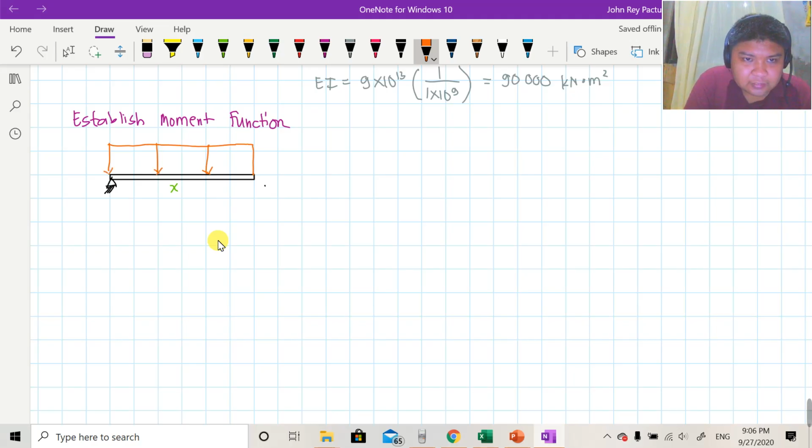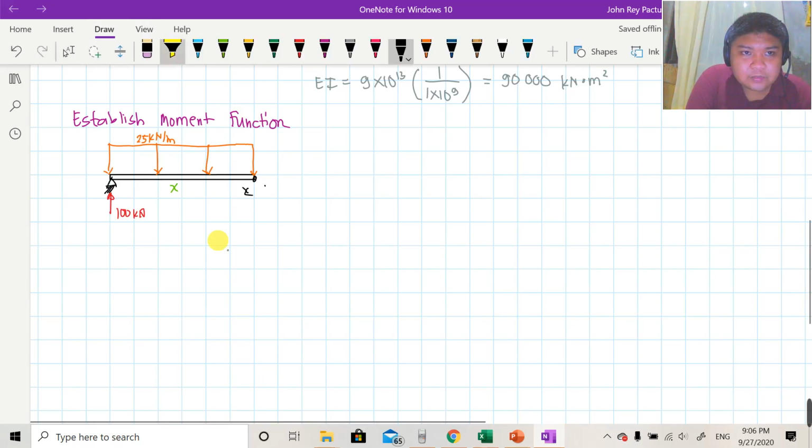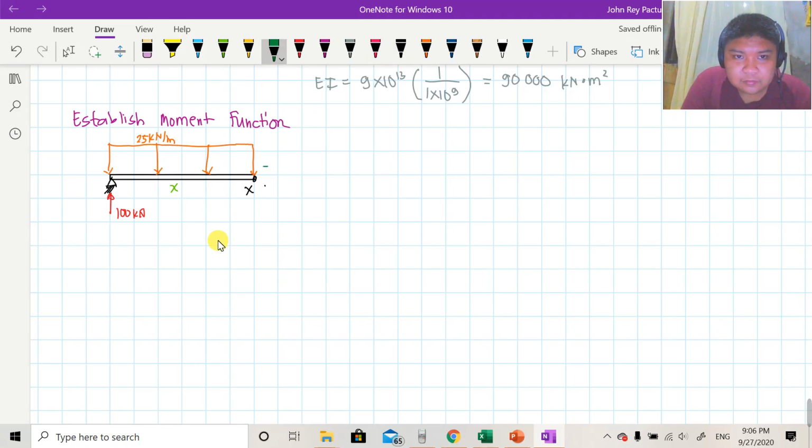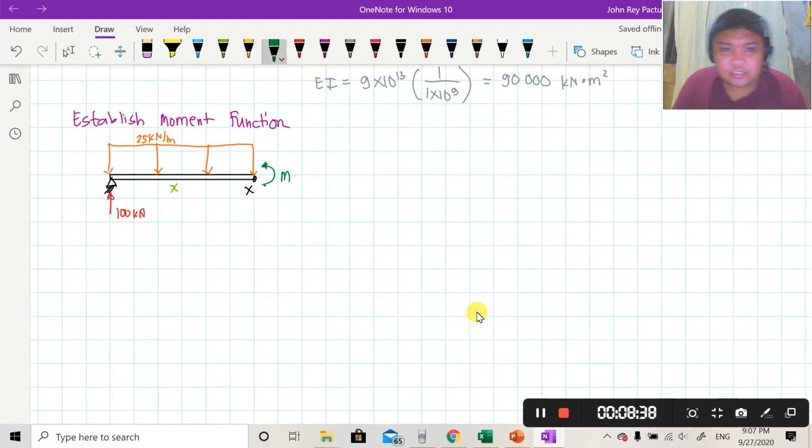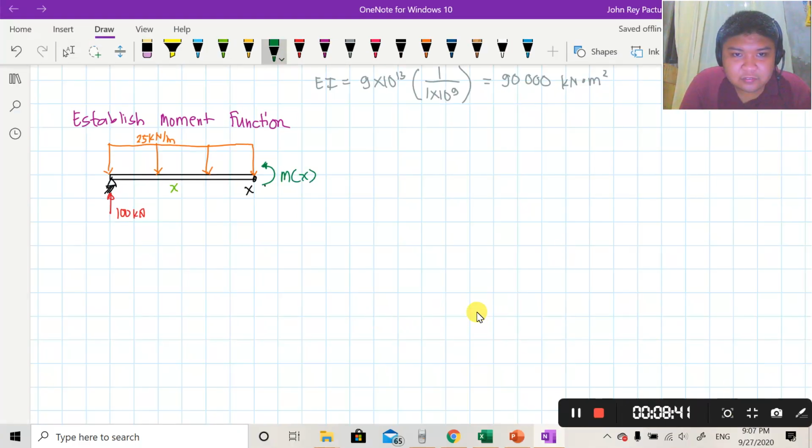So this is our beam, with 25 kilonewton per meter, and our reaction of 100 kilonewton. I will call the point of cut point x. Let's call that point x, and we place a moment. Always observe the positive convention for the moment at M of x.